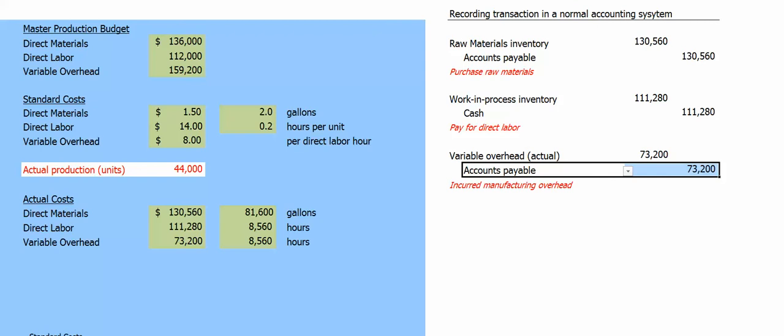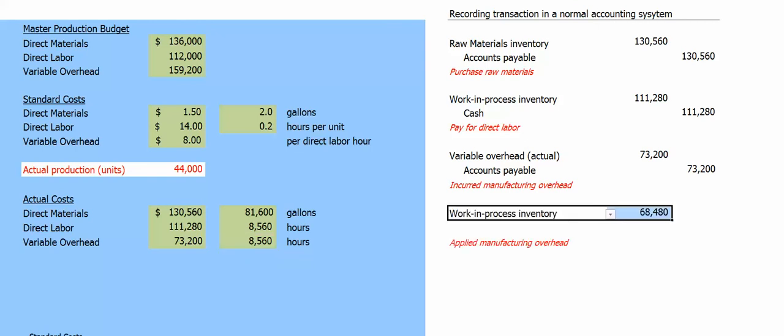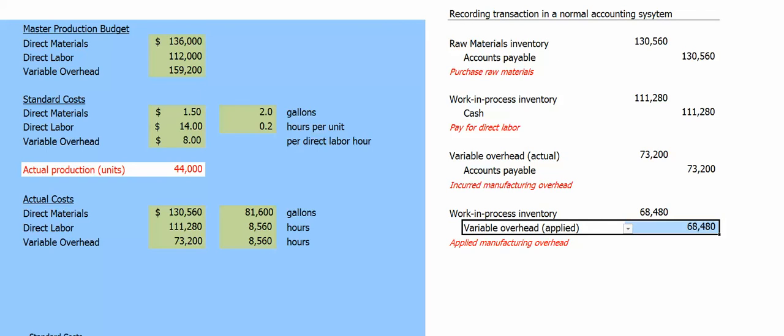When we apply manufacturing overhead, and again, we apply it on the basis of our predetermined overhead rate and some actual activity level, in this case our predetermined overhead rate is $8 per direct labor hour, and we've worked a total of 8,560 hours. So we will apply $68,480 in manufacturing overhead, and again this is simply our actual hours, 8,560, times our predetermined overhead rate of $8 per hour.